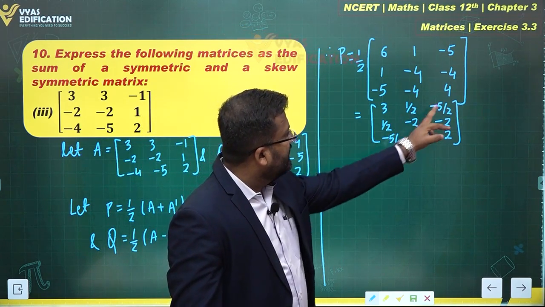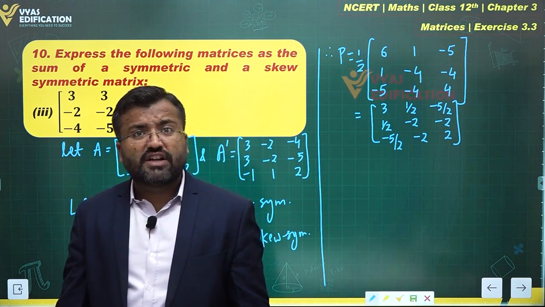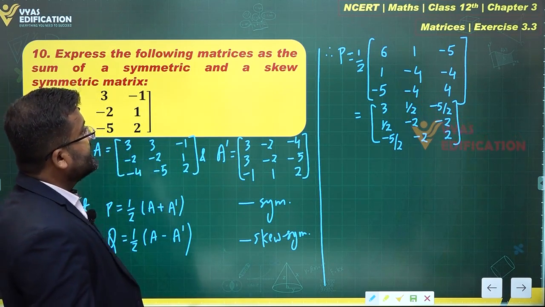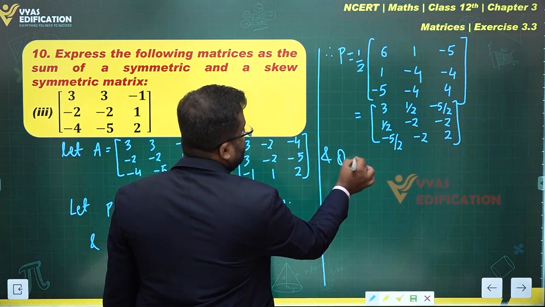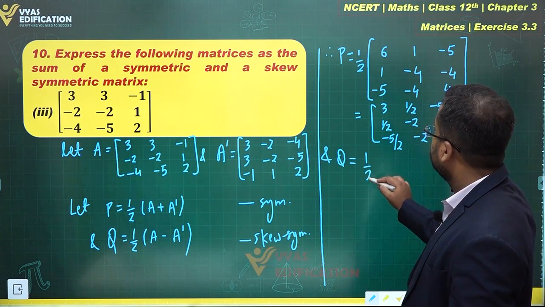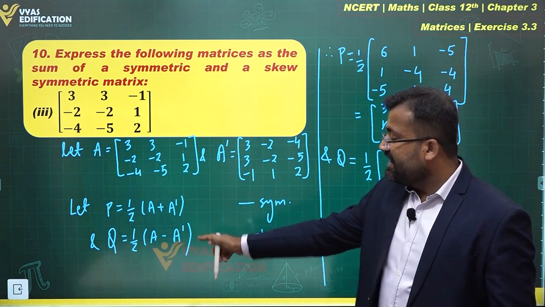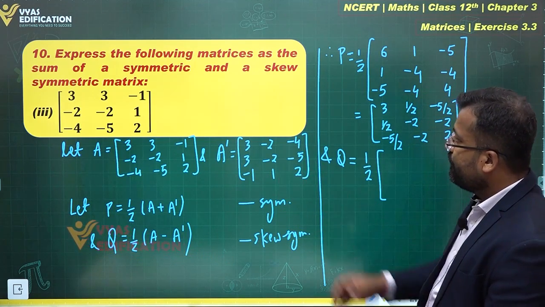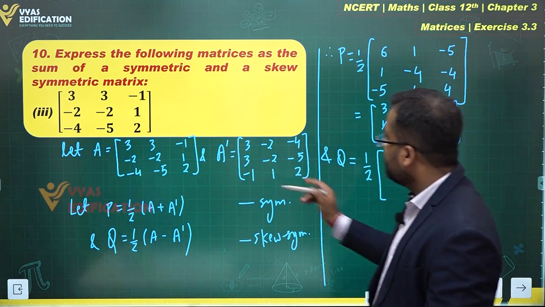These two elements are same, right, across the diagonal elements? What next? And Q matrix is half of A minus A prime. What is that? Difference of the two. So let's take the difference by subtracting the corresponding elements.